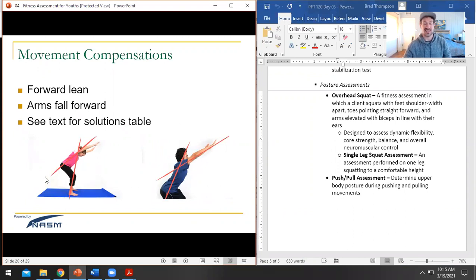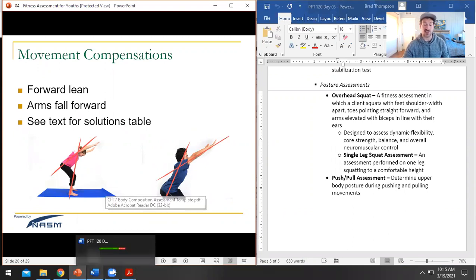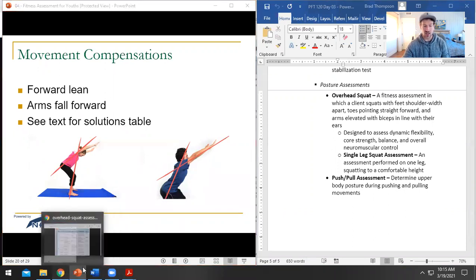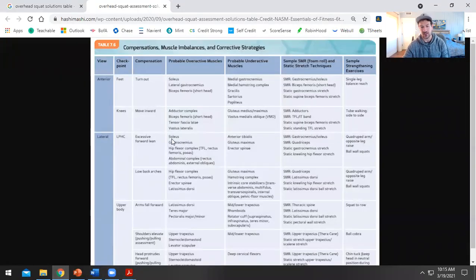The other one we've got is an excessive forward lean. We see somebody who leans really far forward. And this is where, like I said earlier, there are two causes to this. It could be tight calf muscles, like the soleus and the gastrocnemius, or it could be tight hip flexor muscles that are pulling you downwards, but it's also sometimes a tight abdominal complex.